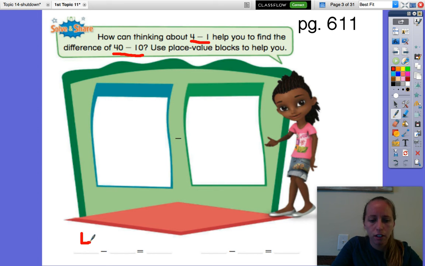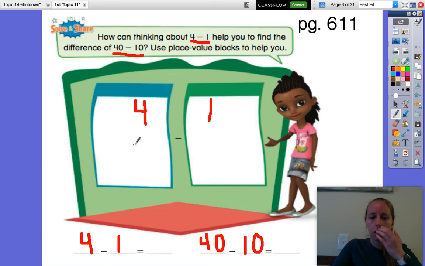Let's fill these in down here. 4 minus 1 equals blank, and 40 minus 10 equals blank. So let's first take a look at 4 minus 1, right? If I wanted to show 4 minus 1, I could draw 4 dots, 4 ones cubes. If I want to take away 1, I'm just going to cross 1 out. If I cross 1 out, what am I left with? I'm left with 3. So our difference is 3. 4 minus 1 equals 3.